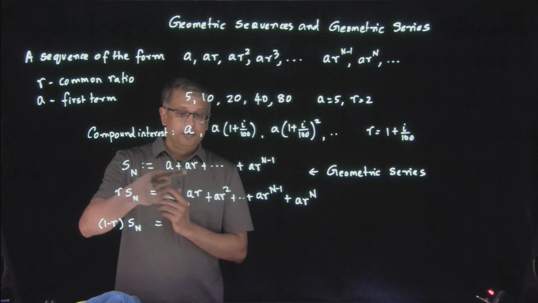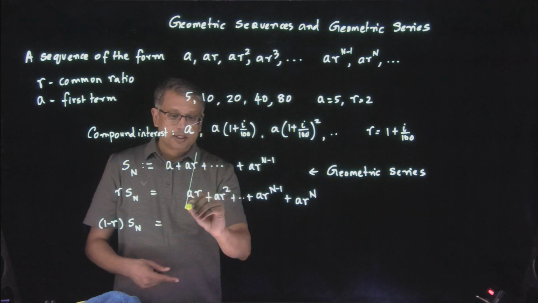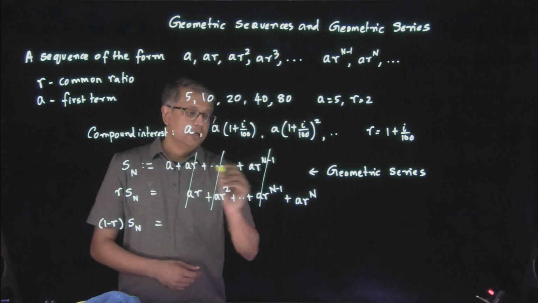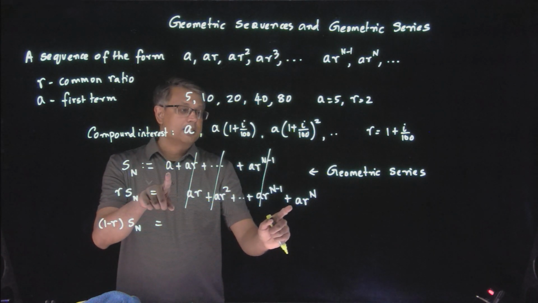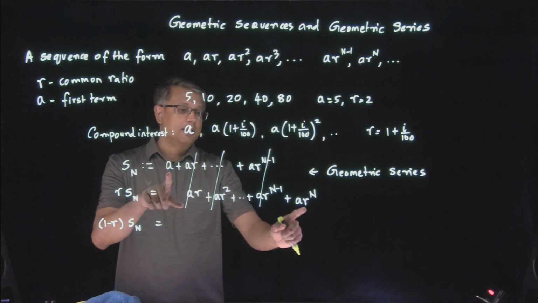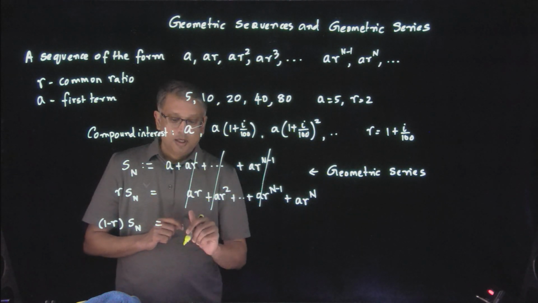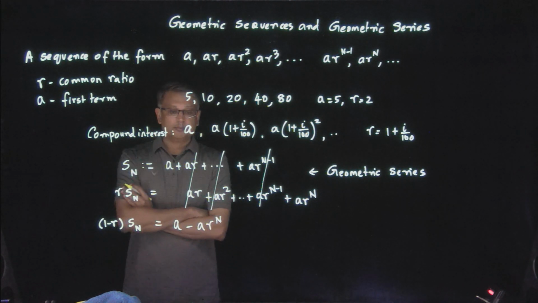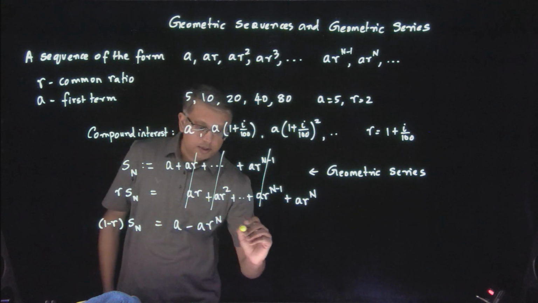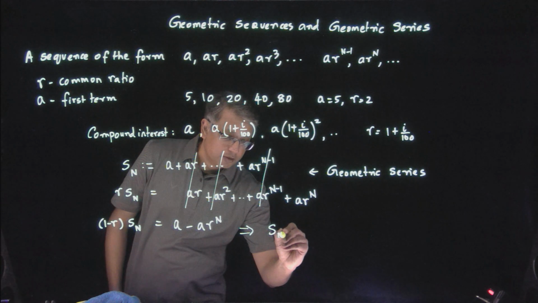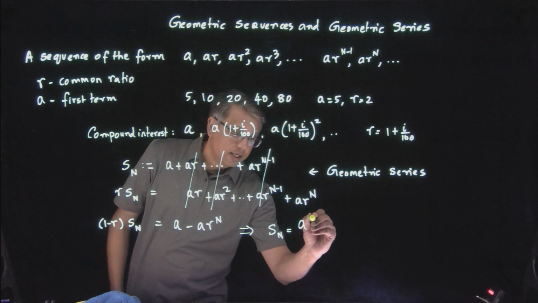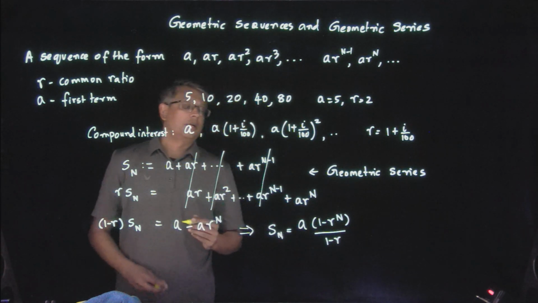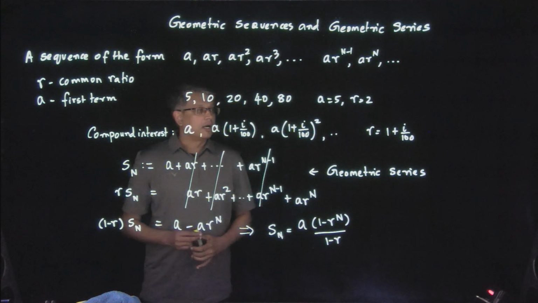So when I subtract this from here, these two terms cancel each other out. These two terms are going to cancel each other out, and every term here except the first term in Sn and the last term in r times Sn are going to cancel each other out. And so we're going to be left with simply a minus a times r to the n. This tells us that a nice formula for Sn is a times 1 minus r to the n divided by 1 minus r.